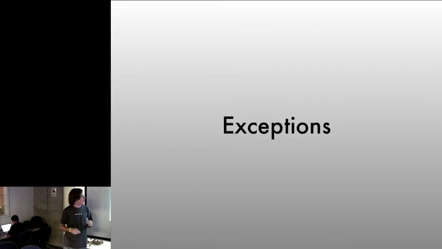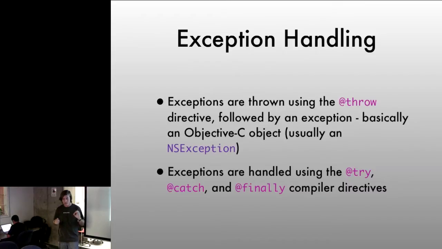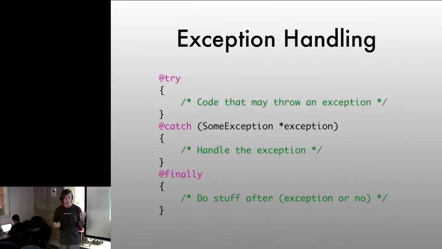So I have one quick little thing to talk about, and that's Objective-C exceptions. You can throw an exception using the @throw directive, which takes an exception, which is usually an Objective-C object, usually an exception object, and you can handle exceptions using @try, @catch, and @finally blocks, very much like what you see in other languages. So I don't think I need to go over that in any great detail. But here's an example of handling a try.